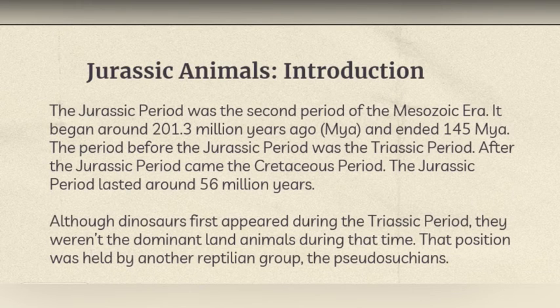Although dinosaurs first appeared during the Triassic period, they weren't the dominant land animals during that time. That position was held by another reptilian group, the pseudosuchians.